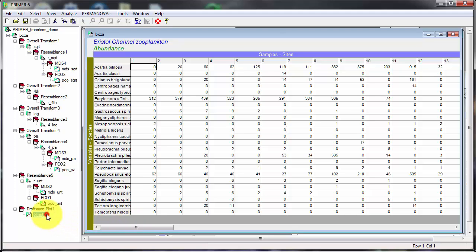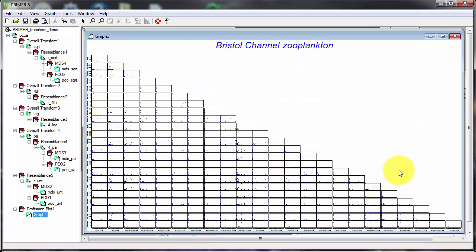So the usual situation here would be to use some kind of transform to downweight the most abundant species. Before doing that, we might go to a draftsman's plot, which I've already drawn here, to get an idea of the distributions. Because there's a fairly large number of taxa here, the individual plots are quite small and it's difficult to pick up much of what's going on, but we can see some taxa here in very small numbers and others which are clearly in higher numbers.